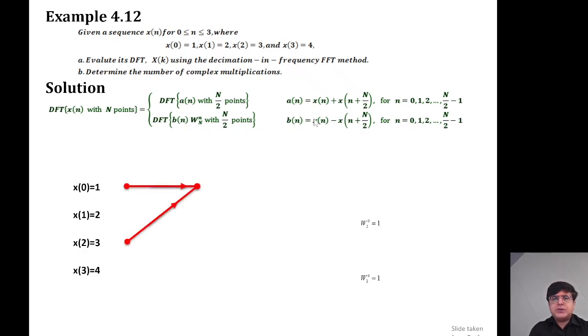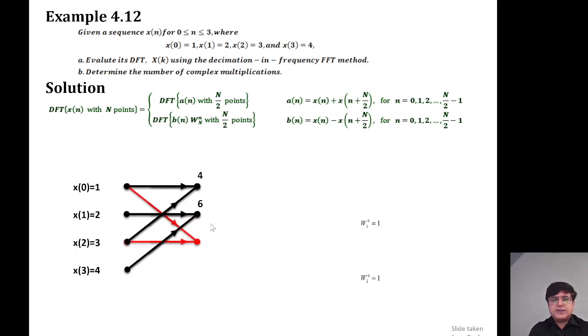First, you get the sequence A of n, which is x of n plus x of n plus big N over 2. You combine the index at 0 with index 0 plus big N over 2. Big N in this case is what? 4, because there are 4 points, right? So you combine the input at index 0 with the input at index 2. So you get 1 plus 3 is 4. Similarly, for the second entry for the sequence A of n, you have 2 plus 4, that is 6.